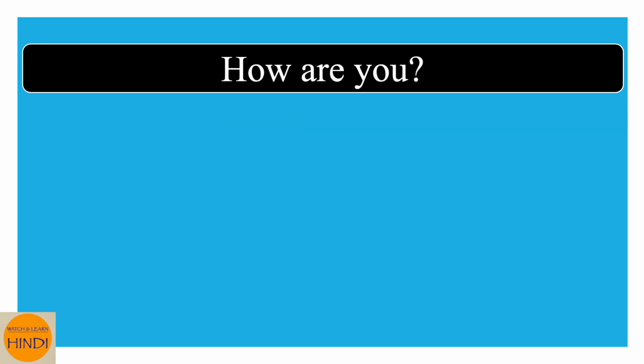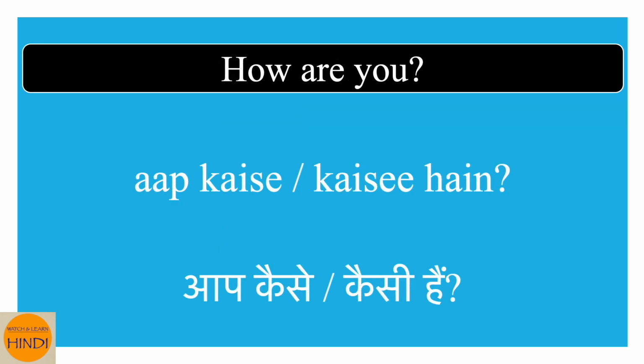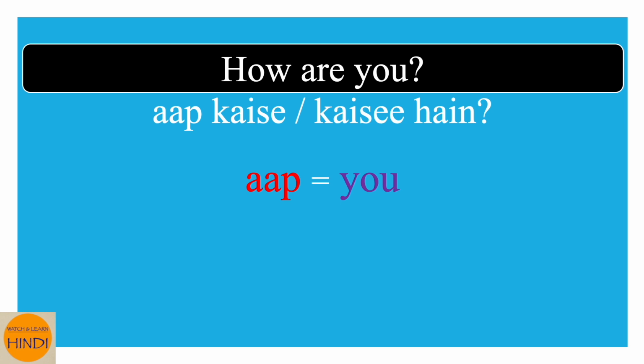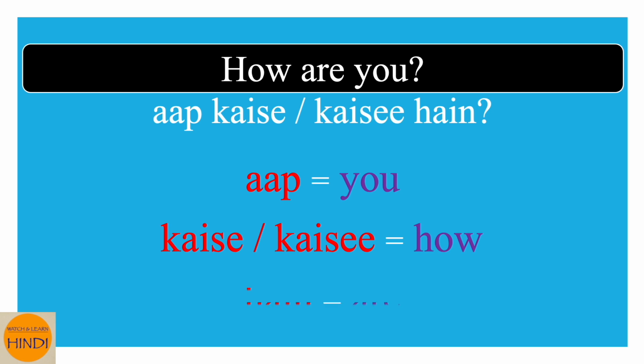How are you? आप कैसे हैं और आप कैसी हैं? आप is you. कैसे और कैसी is how. Here, कैसे is the masculine version of the word and कैसी is the feminine version. हैं corresponds to are. आप कैसे और कैसी हैं? How are you?